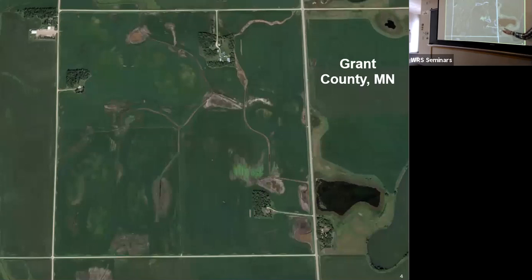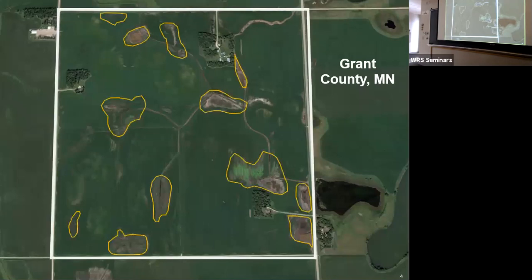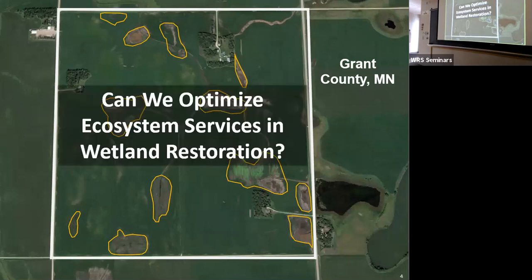So this is an aerial image from Grant County, Minnesota, in the heart of my study area. In a 1 square mile section, there are 12 basins that have been drained. So 12 wetlands per square mile, at least in this 1 mile. This is indicative of the extent of the past drainage, but it's also indicative of our opportunity to restore basins, right? We have a huge opportunity and we need to know how to do it in a way where we can optimize ecosystem services provided by these wetlands.